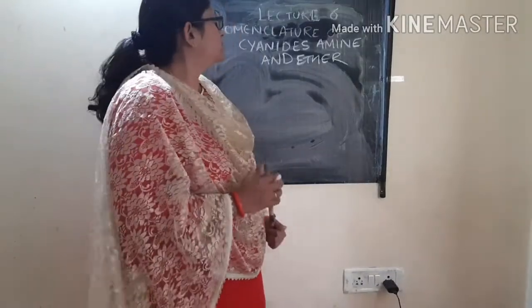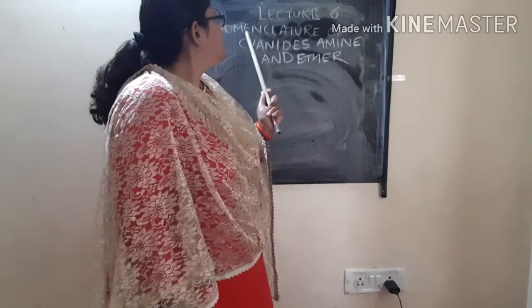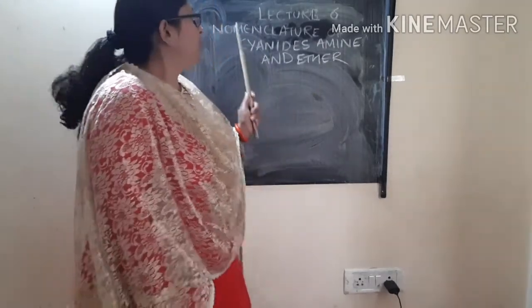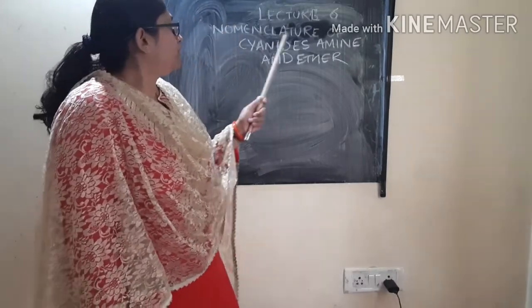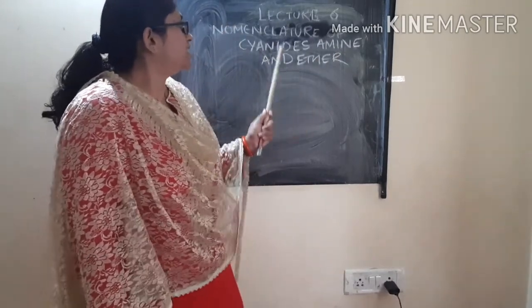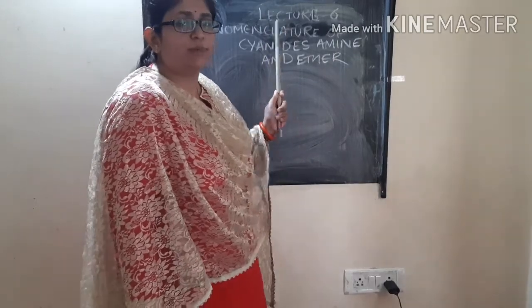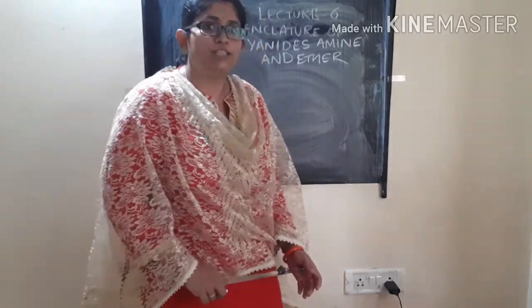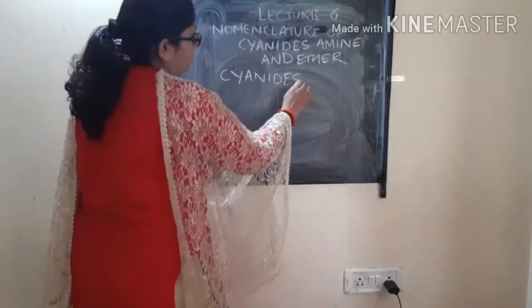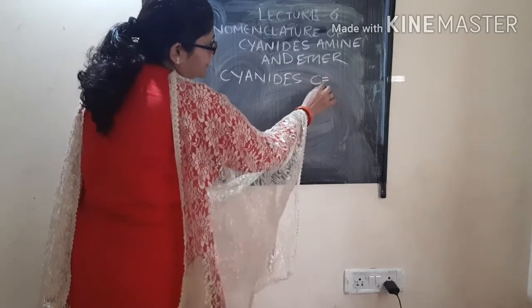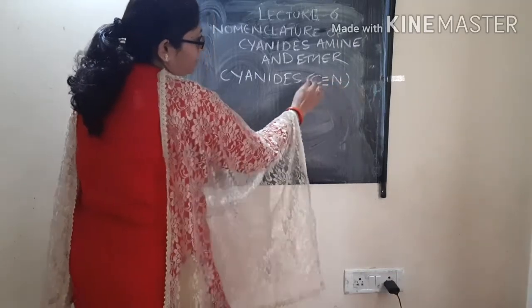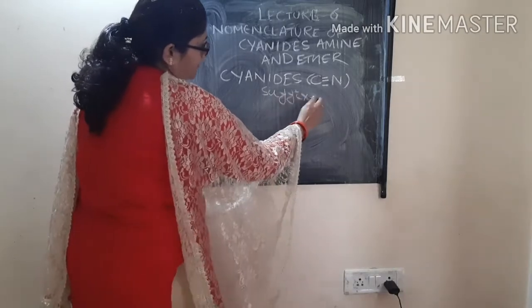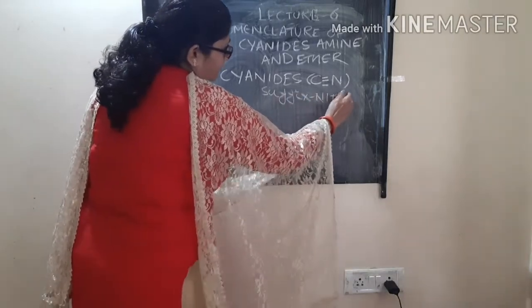Friends, today we will be discussing the nomenclature of cyanides, amine and ether. This will be lecture 6. So let me start. First we will discuss the nomenclature of cyanides. Cyanides will be represented as CN, and the suffix will be nitrile.